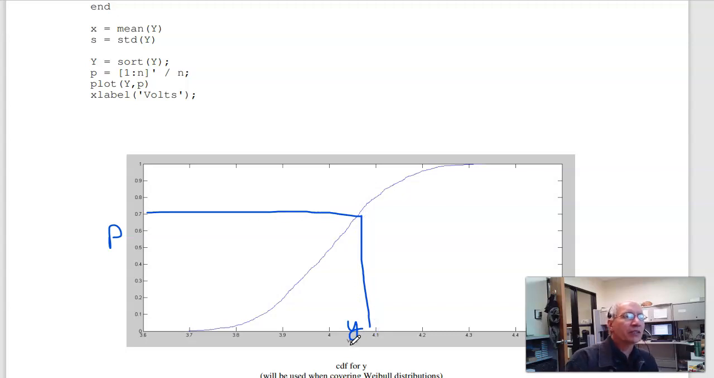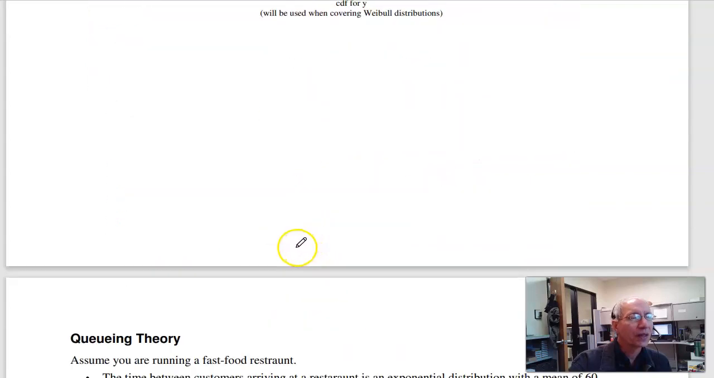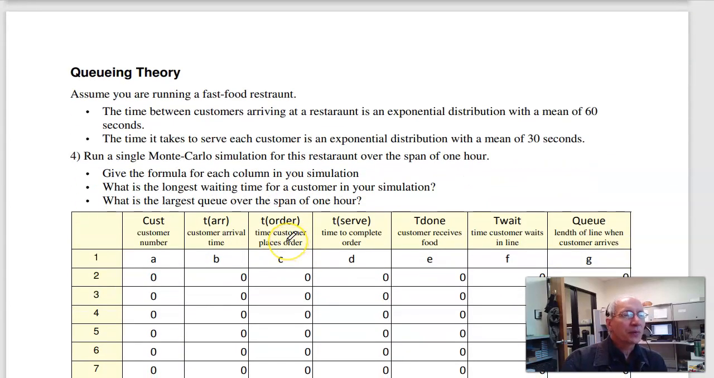A question you might have is, okay, that's the CDF right here. What is the PDF? Well, the PDF is the derivative, which is not that easy to do. Or can I come up with a distribution that matches that CDF? We'll do that when we get to the Weibull distribution. That's in a couple days. So you're going to see this again. That's problem 3. Finally, problem 4.